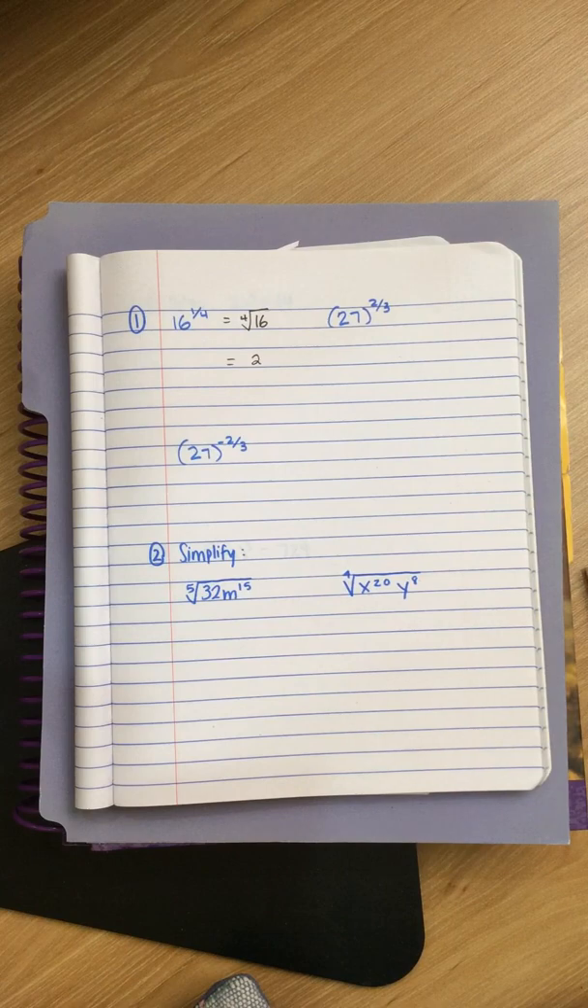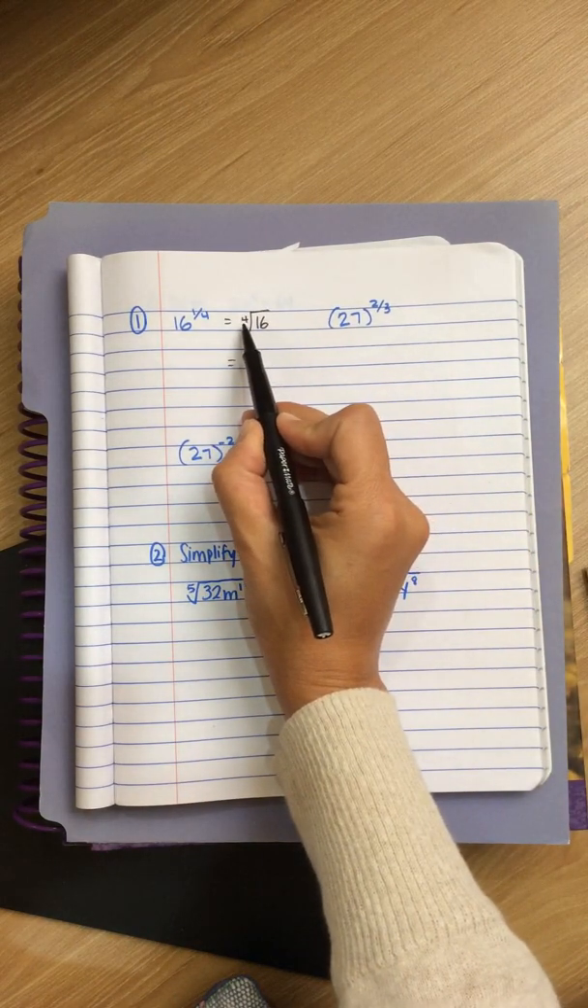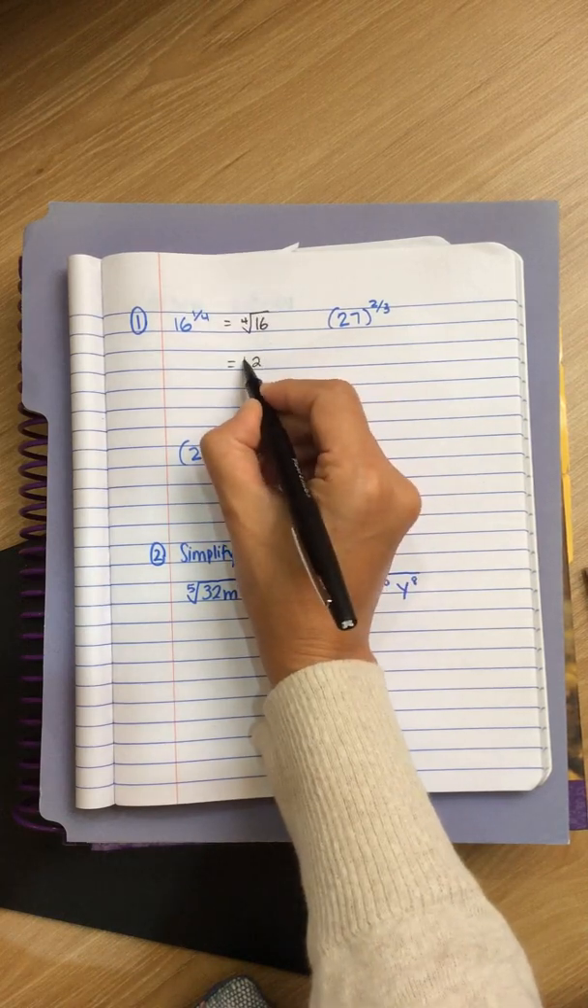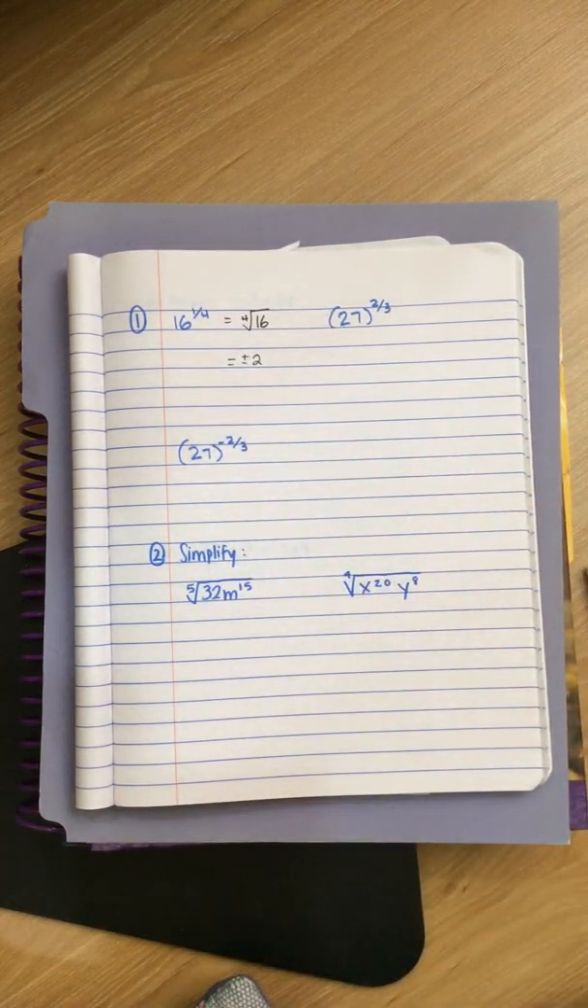2 times 2 is 4, times 2 is 8, times 2 is 16. But also, because this is a positive root, it could be positive or negative 2, because I can multiply negative 2 four times, and I would also get positive 16.